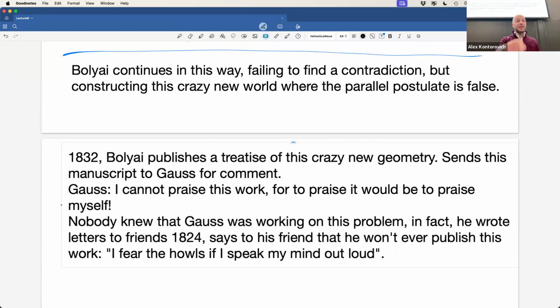And he writes this in 1824. Not in 1832 when Bolyai comes out with it. He's writing to his friend, I've discovered all these crazy things. I'm not going to say it to anybody. I don't want the ridicule of my esteemed colleagues, even though he's the pinnacle of the profession. He can't say it, Josie.